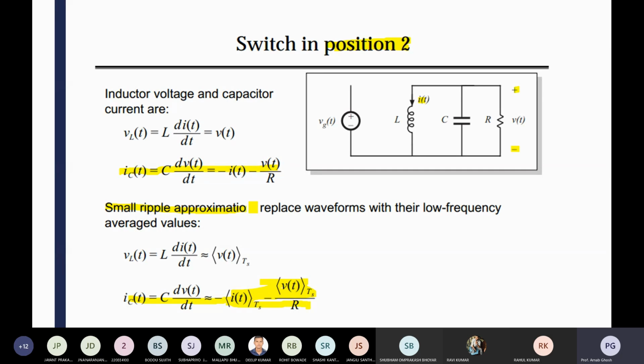Then we can add all of them, like the inductor voltage expression.